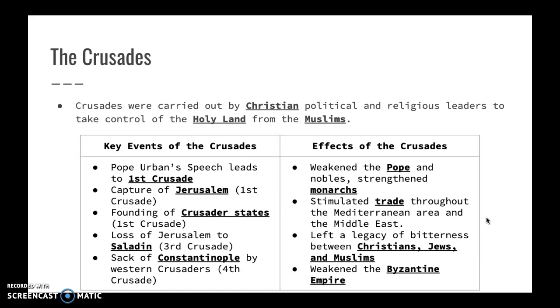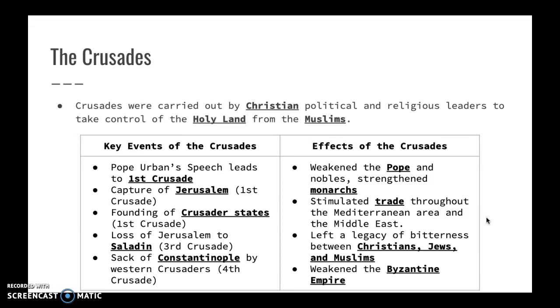The Crusades was also a pretty important event that happened during the late Middle Ages. It was carried out by Christian political and religious leaders to take control of the Holy Land from the Muslims. It was led by the Christians, specifically the Christian monarchs, the Catholic monarchs, and then the Catholic leaders such as the Pope. The very first event that kind of kicks off the Crusades is Pope Urban's speech. He is protecting the Byzantine Empire, their Christian brothers, even though it was Greek Orthodox, not Catholic.